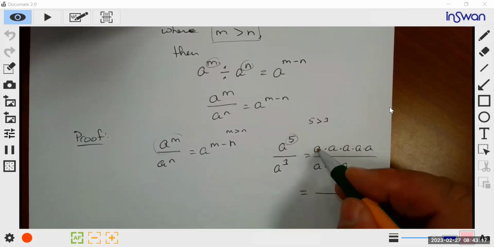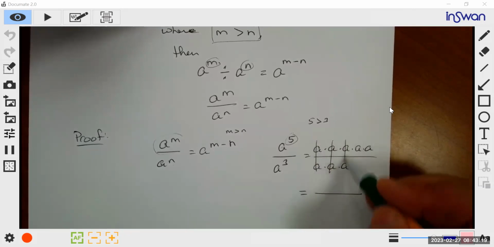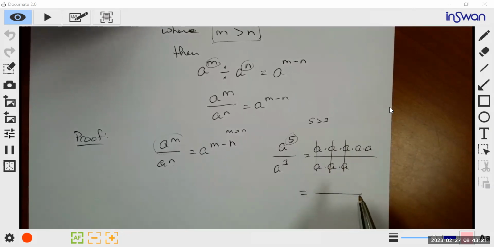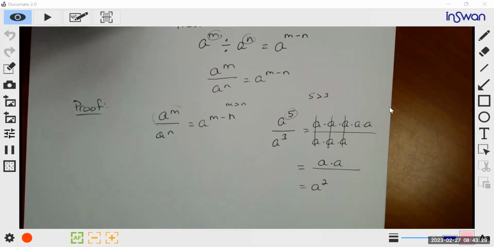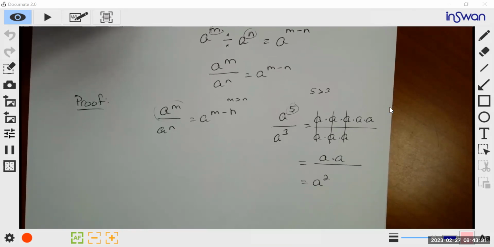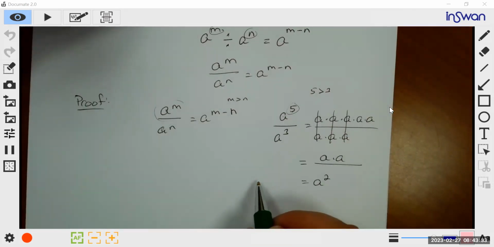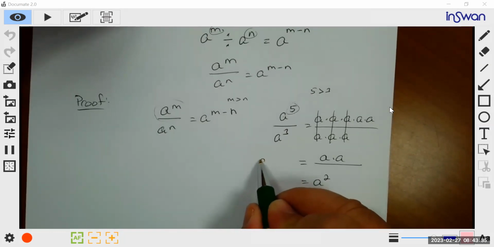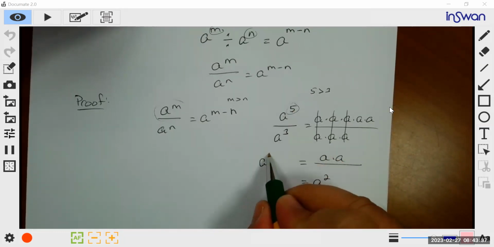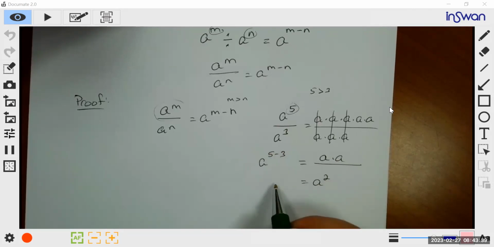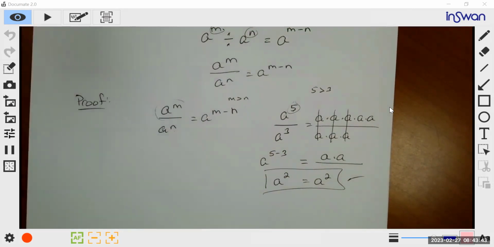Because we're dividing, we reduce. Whatever's the same on top and bottom, you cancel. We're left with A times A, which is A to the 2nd. According to our property, we have 5 minus 3. So it works. So that's how it works.